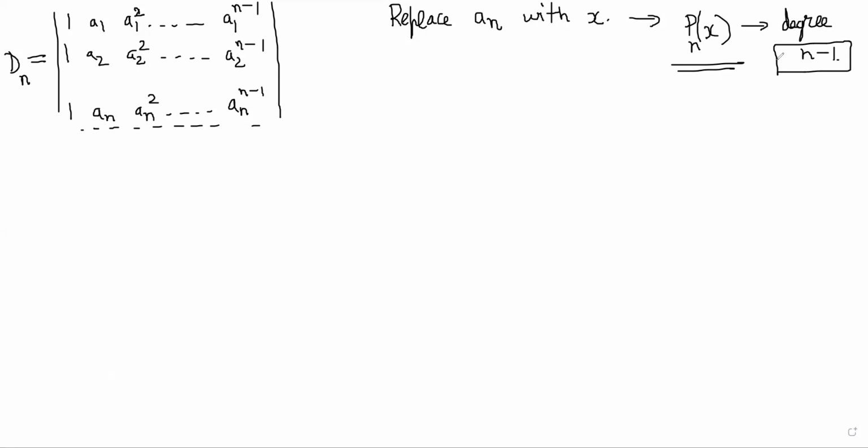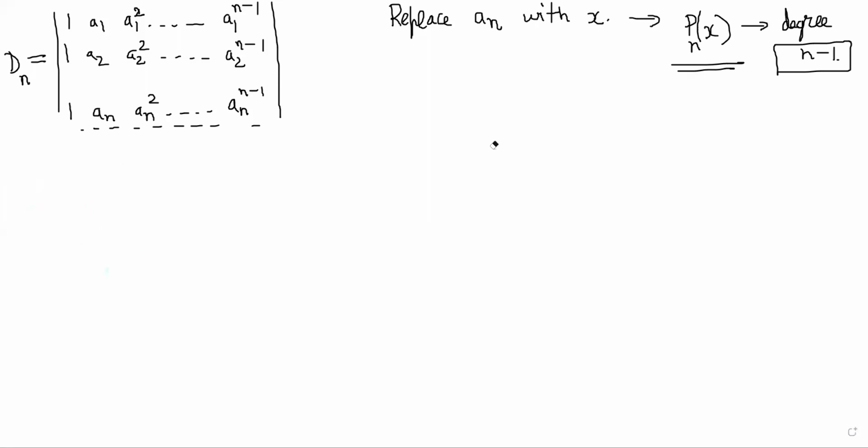Correct? Actually, I am wrong. I think it has degree n, because when we had d3, if you remember, it was 1, a, a square; 1, b, b square; 1, c, c square. The polynomial was a quadratic. So when I have dn, actually, I think I'm right. It is degree n minus 1. Sorry. So it is degree n minus 1.